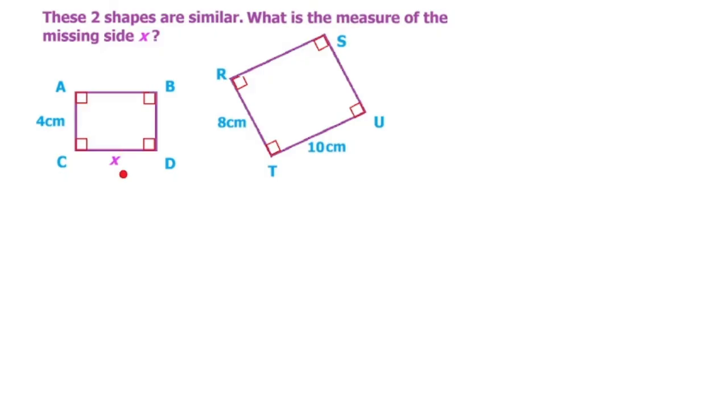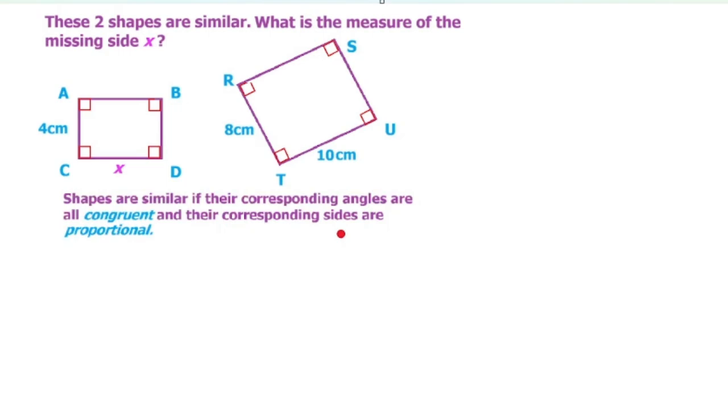So we're not given complete information. Shapes are similar if their corresponding angles are all congruent and their corresponding sides are proportional. So we could see that all the angles are exactly the same here, so they are congruent, all of them. And now we know that because these shapes are similar, their corresponding sides are proportional.